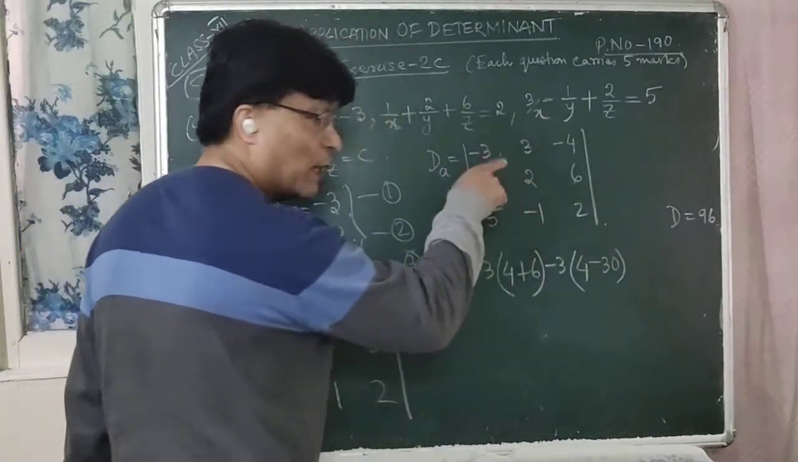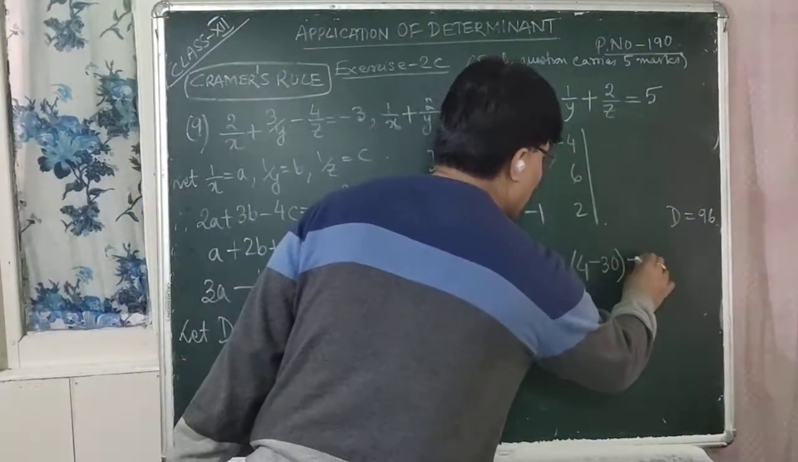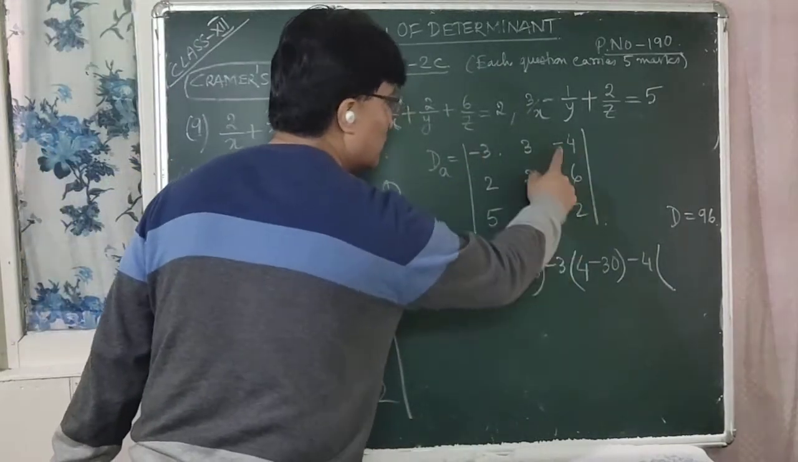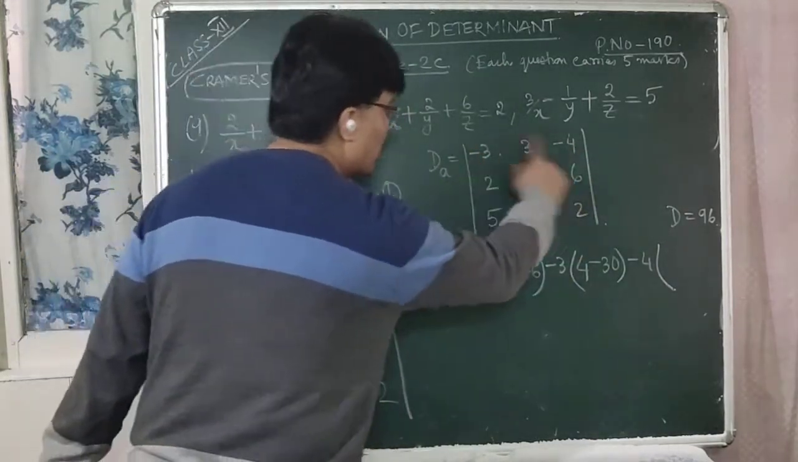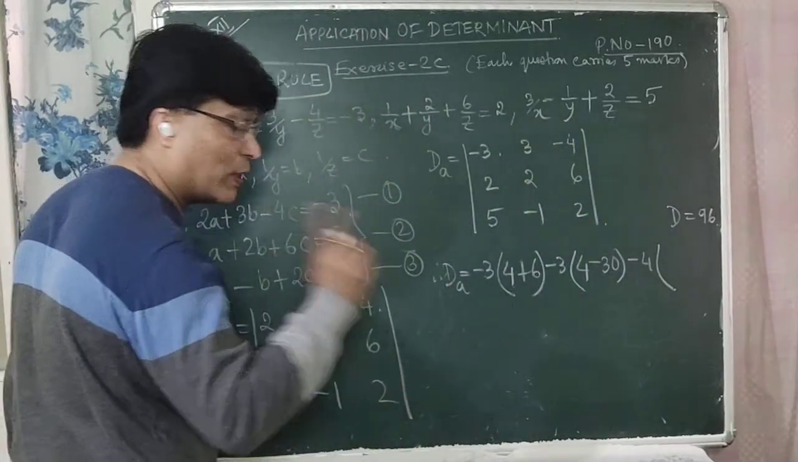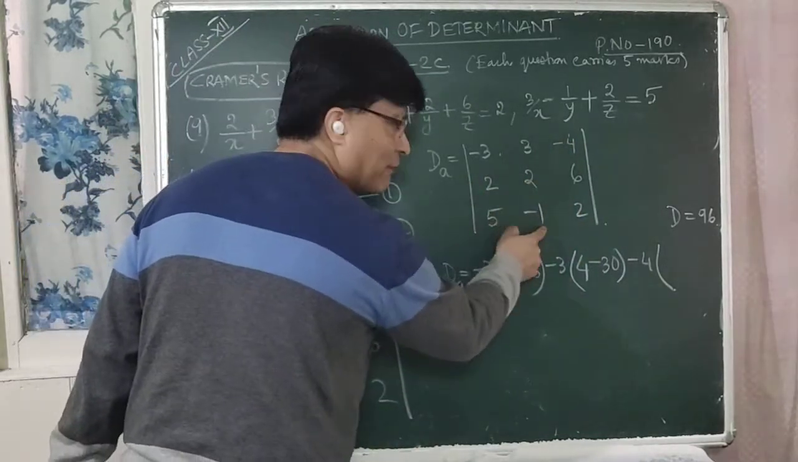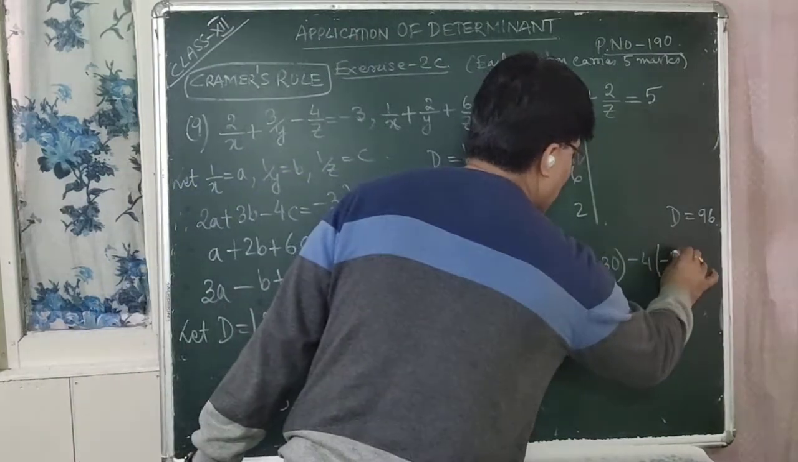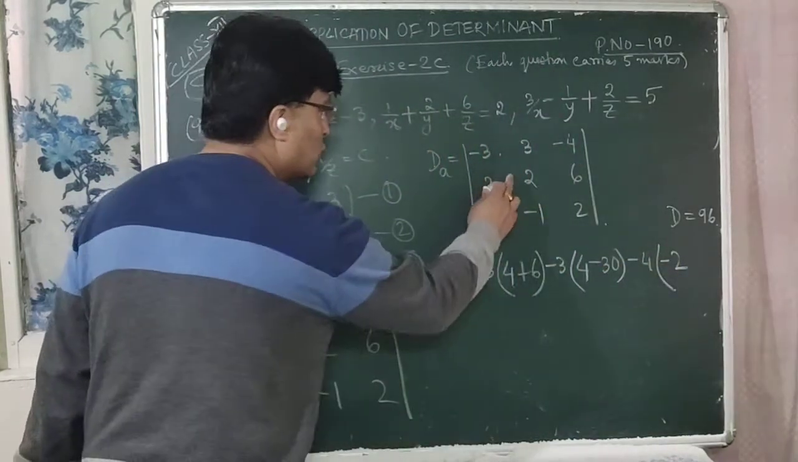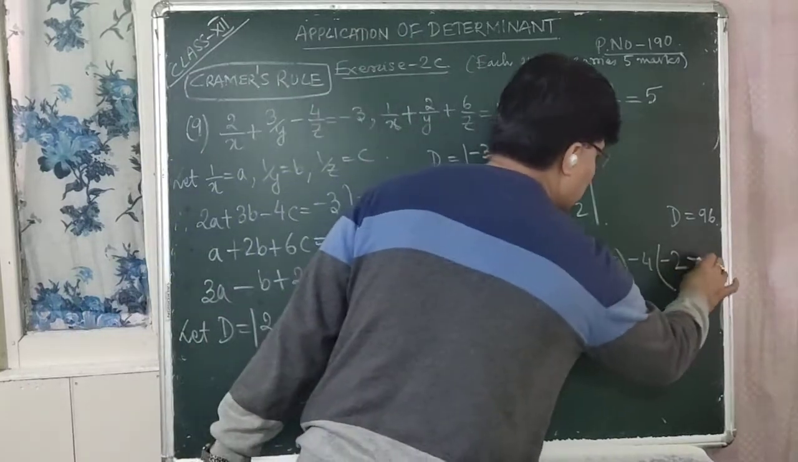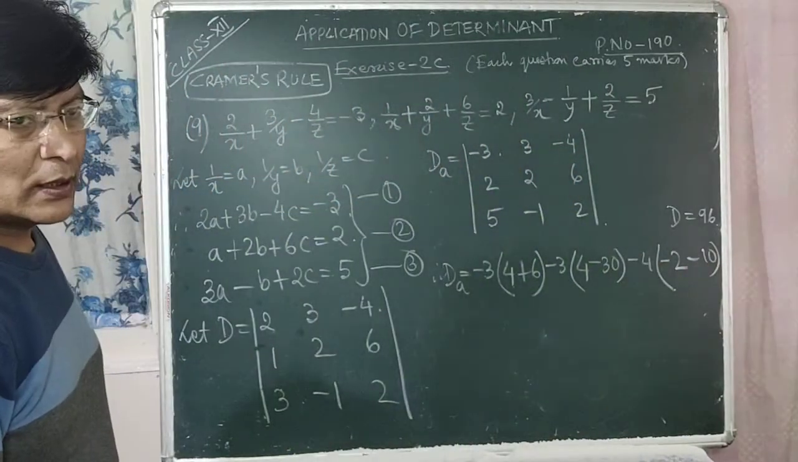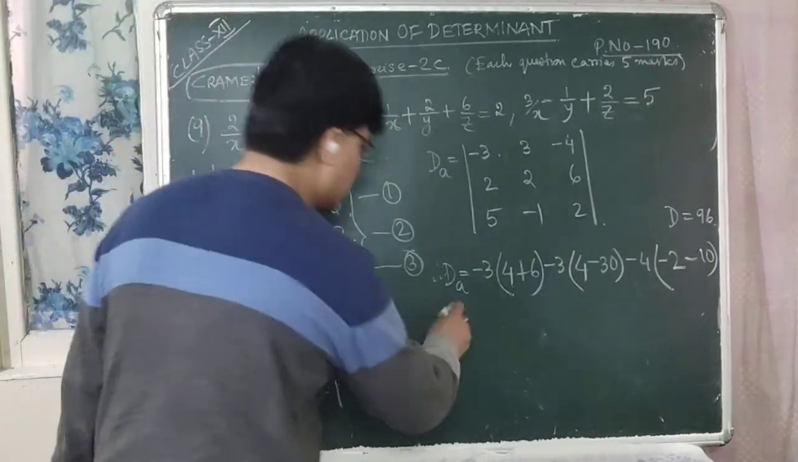Then comes plus. Plus to minus, minus 4. So within bracket, delete the row and the column through the element minus 4. That is first row and third column are deleted. What remains? 2, 2, 5, minus 1. So cross multiply 2 by minus 1, minus 2. Then 2 5s are 10. But there is minus 10. Right? So this is the expansion.